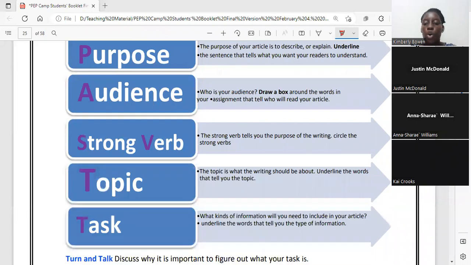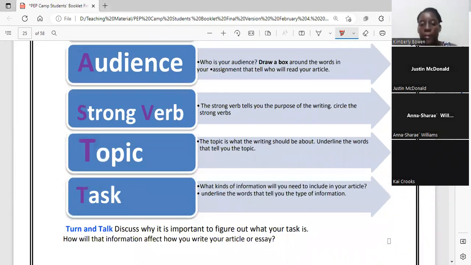Yes, miss. Oh, please, I'm sorry for not answering so fast. It's hard. That's fine. So our task is what kind of information we need to include in the article. Miss, because if we include unnecessary information, it will take up the time that we have, and then we will not get back towards that information as it was not necessary or needed, and it didn't ask for it.